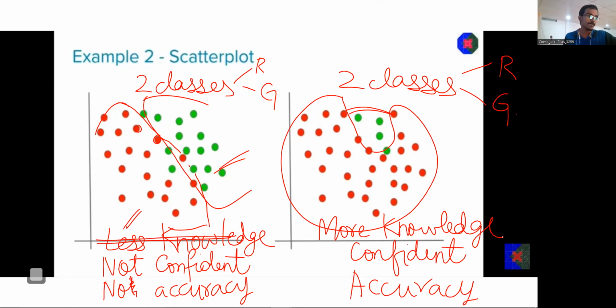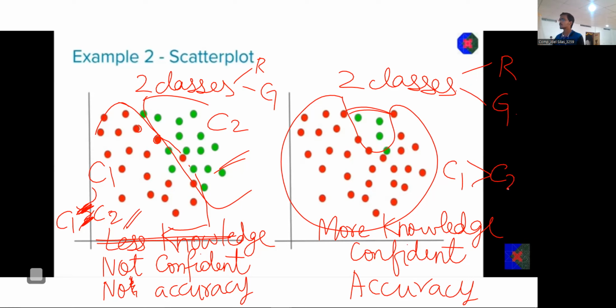Next, we can also say that here category 1, suppose this is category 1, this is category 2. The chances of category 1 are definitely greater than, may be equal, not greater than, it may be equal to category 2, approximately. And here the chances of category 1 are definitely greater than category 2. So if we have less knowledge, we are not confident, we don't have accuracy. This is because there is more scatteredness. So here there is more scatteredness.